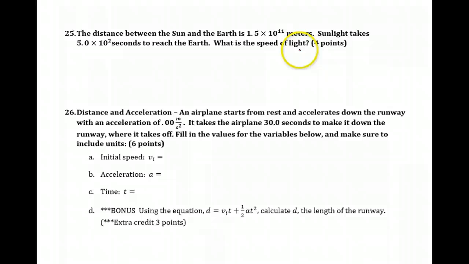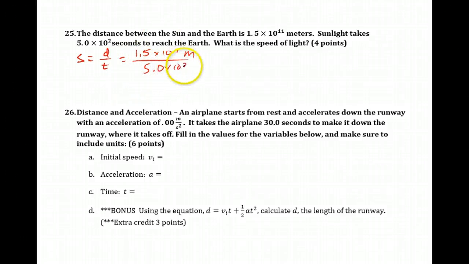The distance between the sun and the earth is 1.5 times 10 to the 11th meters. Sunlight takes 5.0 times 10 to the second seconds to reach Earth. What's the speed of light? Speed equals distance over time. So you've got 1.5 times 10 to the 11th meters over 5.0 times 10 to the second seconds.